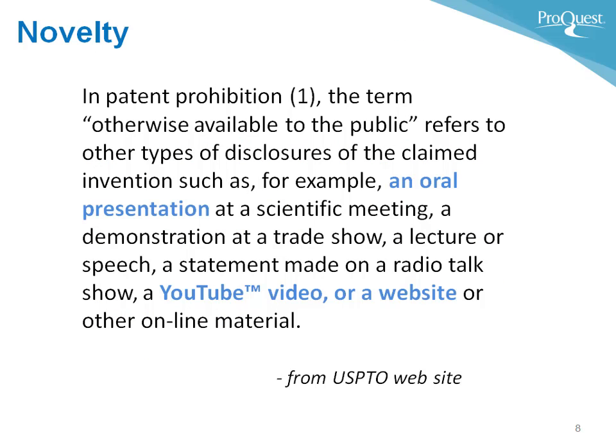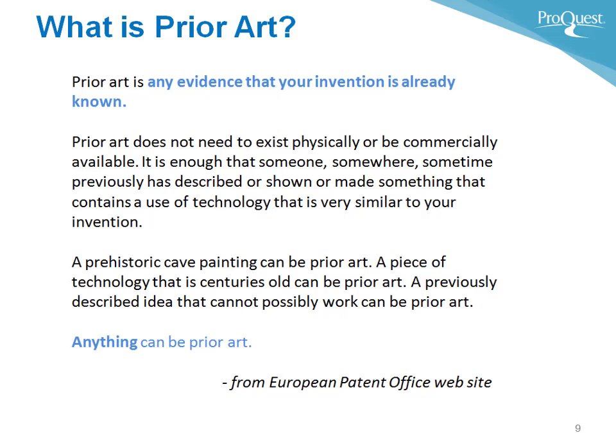So the test in plain words is whether the idea is already out there, and the PTO says examples could include presentations at meetings, trade shows, lectures, YouTube videos, websites. The European Patent Office says that prior art could include a prehistoric cave painting or something that doesn't even physically exist yet, as long as it has been described. They even use the words anything can be prior art.